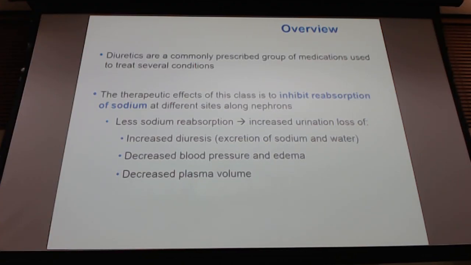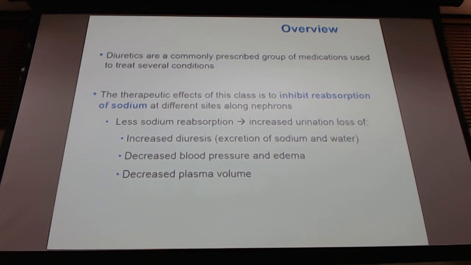A quick overview. Diuretics are a commonly prescribed group of medications used to treat several conditions. Can anyone name a few of these conditions that we'll see diuretics in? Edema. Yes, very good. So, heart failure, hypertension, and there's also ascites, which is a condition associated with cirrhosis.